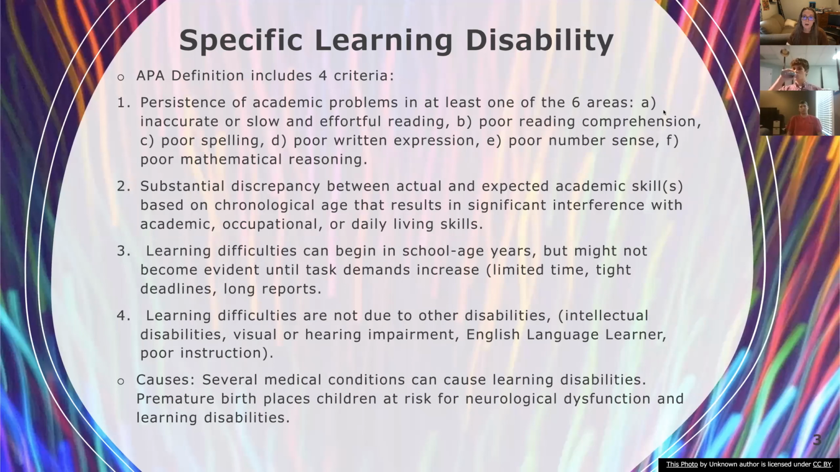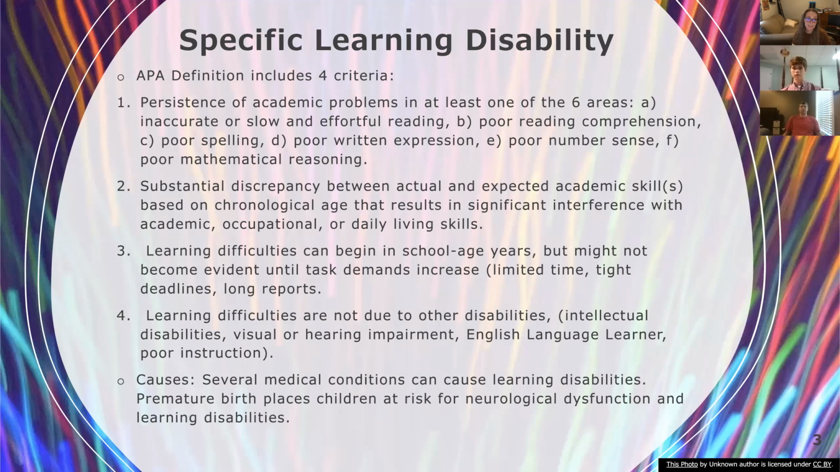Before we talk about the specific characteristics, we want to talk a little bit about our understanding of each disability. So our primary disability was specific learning disability. According to the APA definition, it includes 4 criteria. The first is that there's a persistence of academic problems in at least one of the 6 areas. These areas include poor spelling, written expression, number sense, mathematical reasoning, and slow or inaccurate reading.